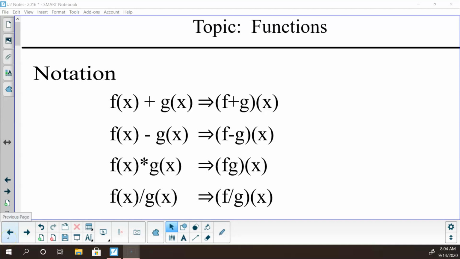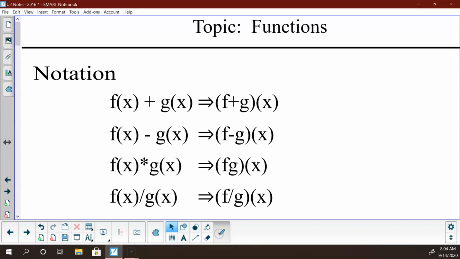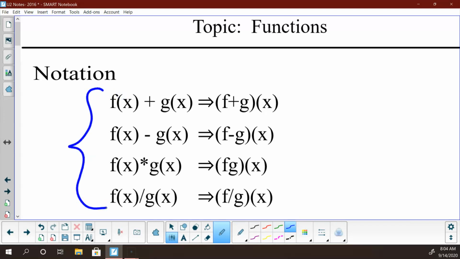All right, so today we're going to go over combining functions. You've got your four basic operations: add, subtract, multiply, and divide. There are two different ways of writing it. I personally prefer the one on the left.